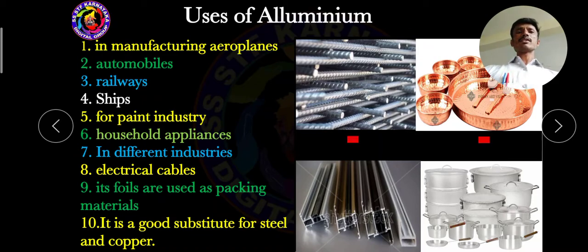So dear students, these are the very important uses of aluminium: manufacturing of aeroplanes, automobiles, railways, ships, paint industry, household appliances, different industries, electrical cables, foils used as packing materials, and a good substitute for steel and copper.